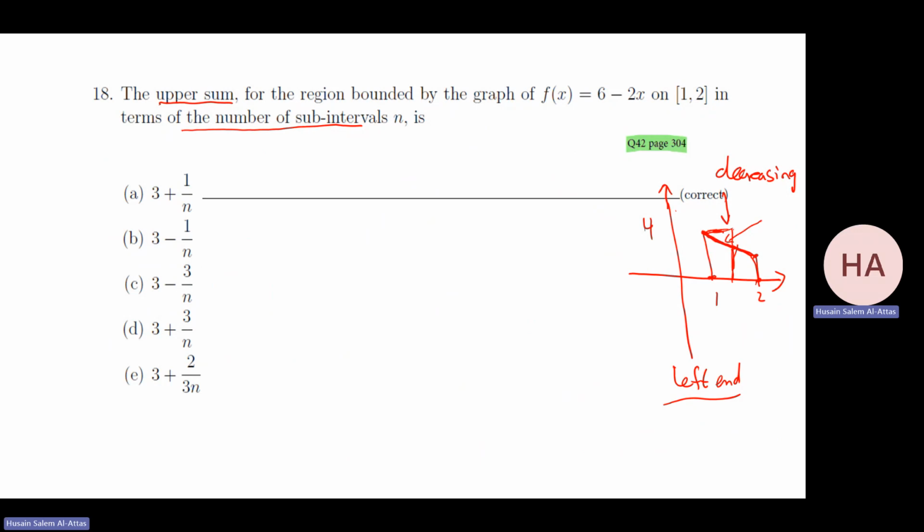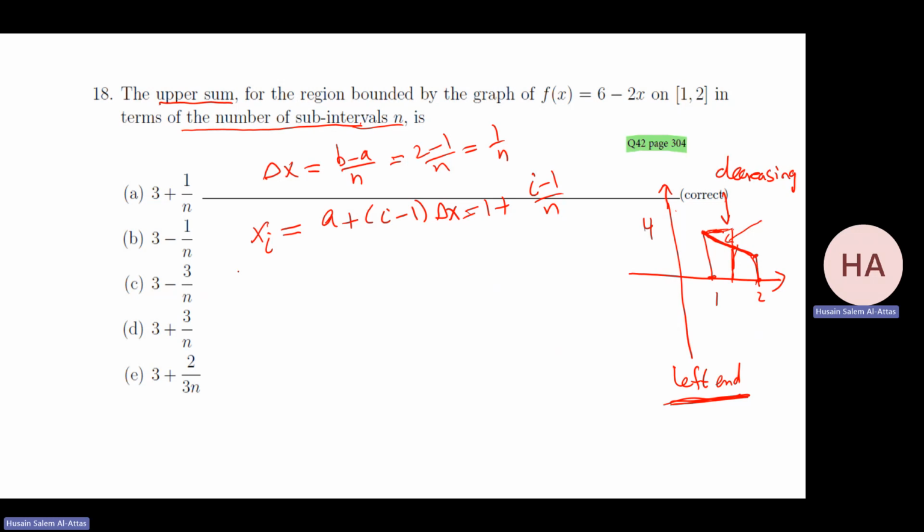Okay, so make it in terms of the intervals, n, for any n. So I will deal with it as an n. Delta x will be what? B minus a over n. Just I will do it for any n. That will be 2 minus 1 over n, that will be 1 over n. Since I'm using the left endpoint, be careful. My xi will be a plus i minus 1 delta x, that will be 1 plus i minus 1 over n.